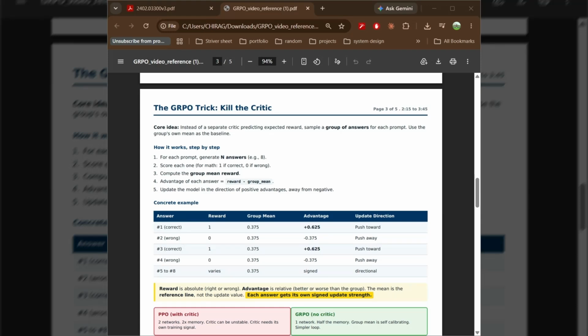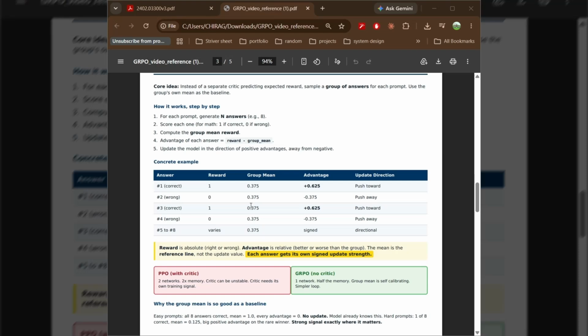Say 3 out of 8 answers are correct. If we divide, you'll get 0.375, right? So the advantage for a correct answer is 1 minus 0.375, which is 0.625. So we push the model towards that answer. For a wrong answer, we push away. This is called group relative. The reward is absolute, right or wrong, but the advantage is relative, better or worse than the group. The group becomes the baseline and there is no critic needed.